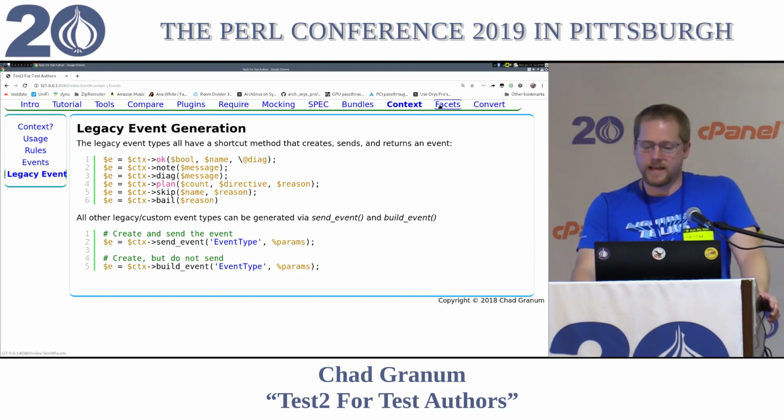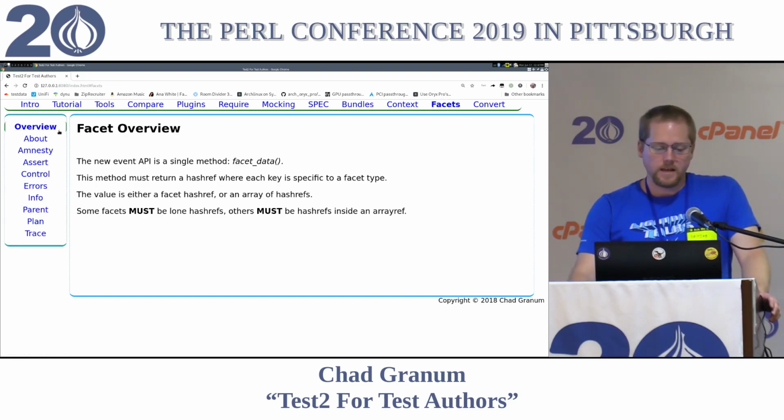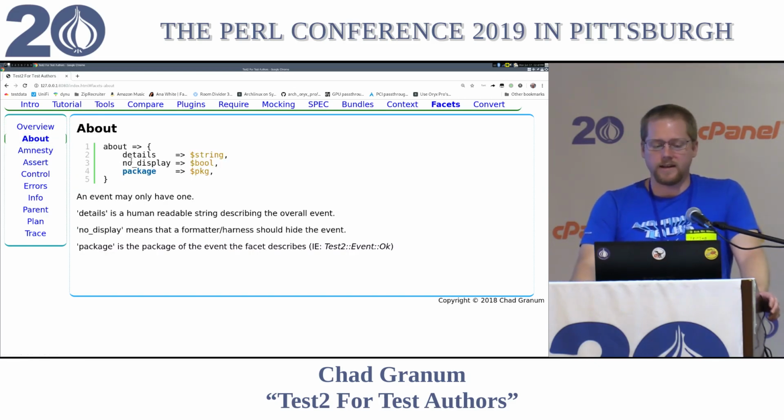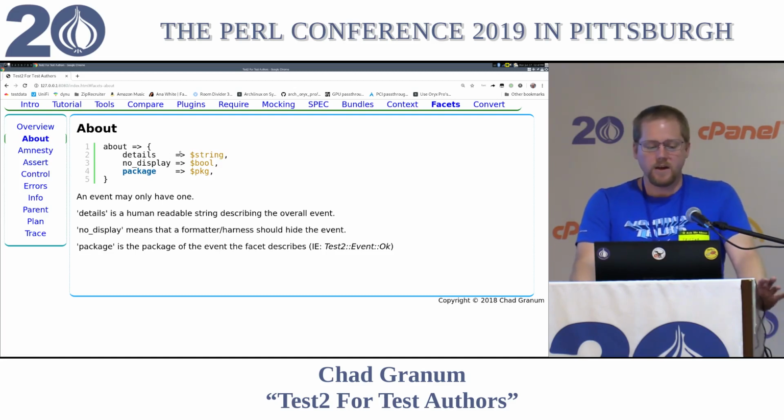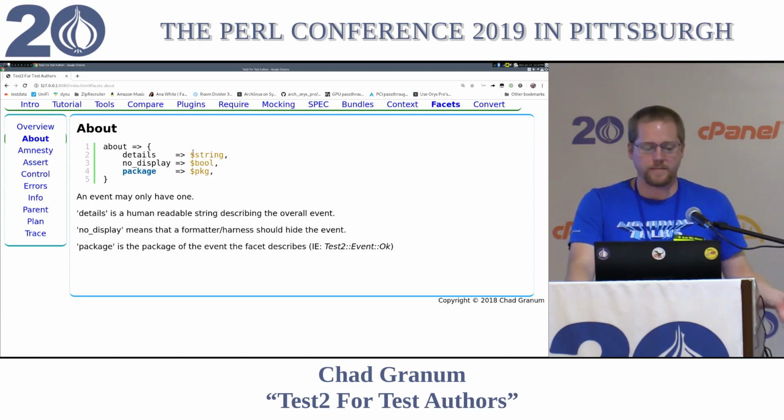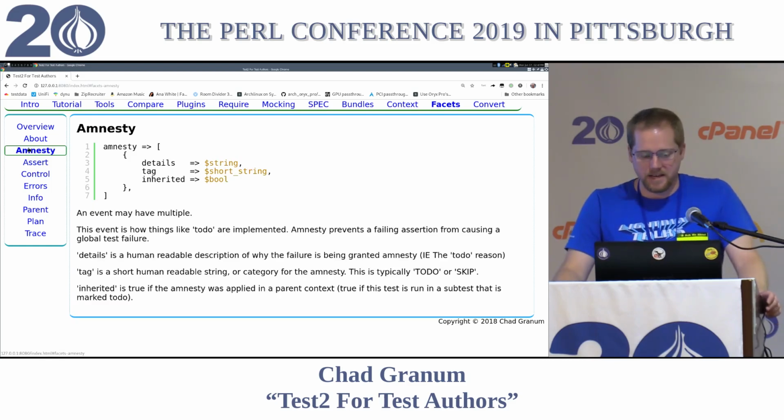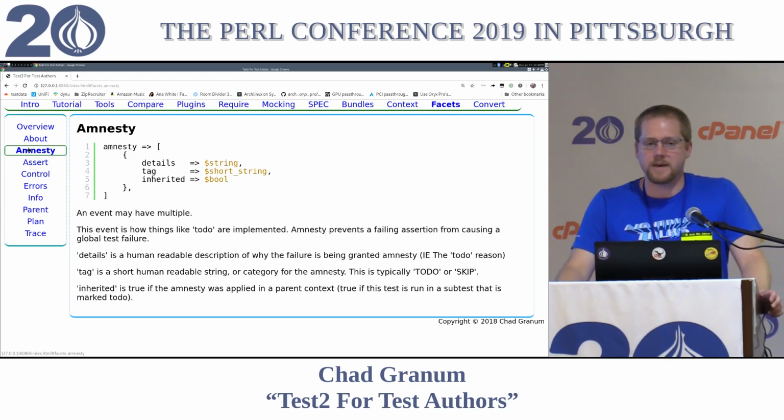Each event has a set of facets. Facets are the actual information that the event tries to convey. The first facet is an about, and it basically says, should we display this? What package generated it? What are some human readable details about this event? Amnesty. This is how todo and skip is implemented.